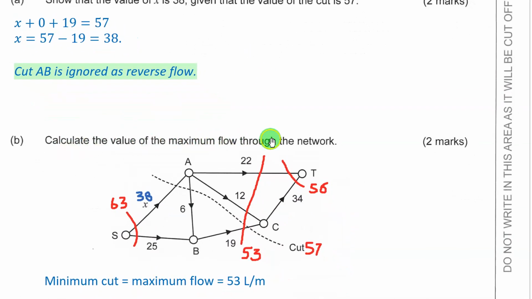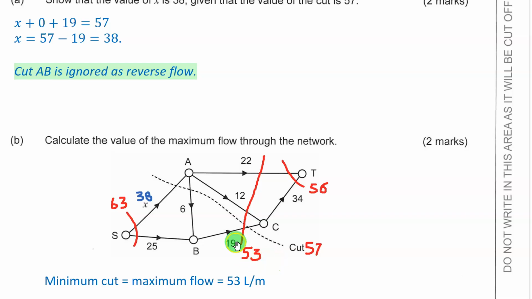So, part B here. Calculate the value of the maximum flow through the network. So, a couple of ways of doing this. We could systematically work through, but if we stick to cuts, we've got a cut here. I've put in that X is 38. We've got a cut here of 63. At the sink, we've got a cut of 56. The cut that we were given through there was 57, and there's a cut down through here of 53.